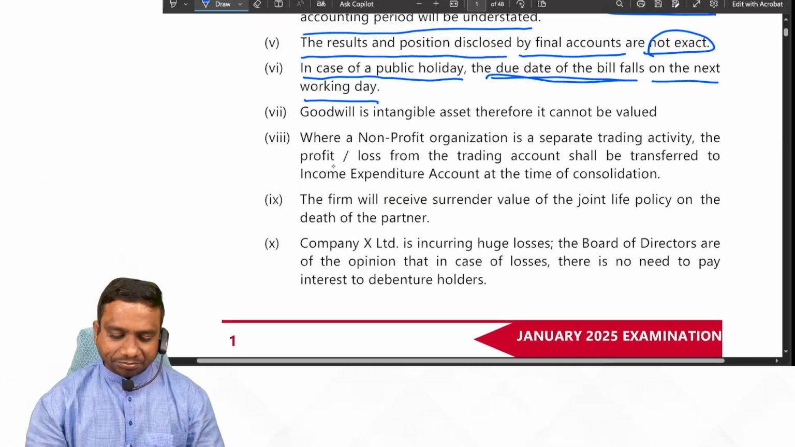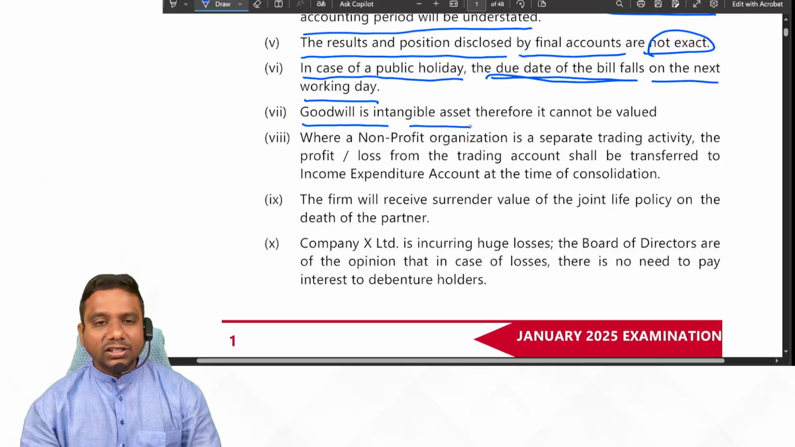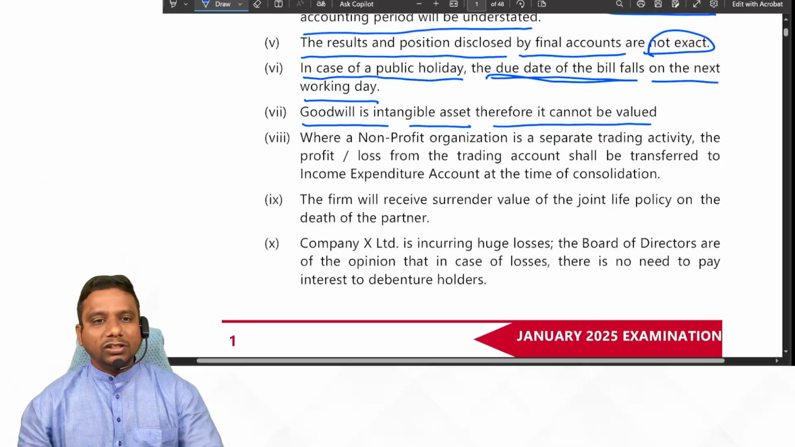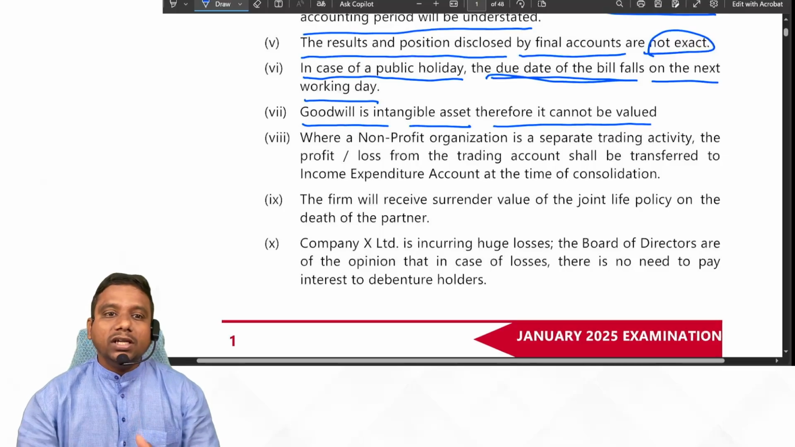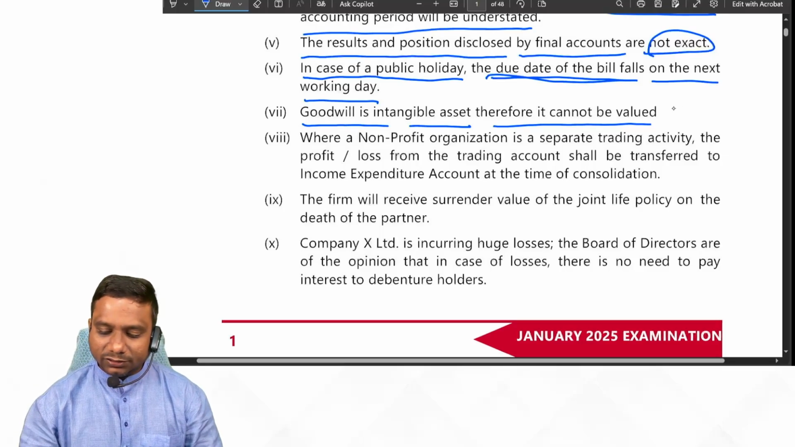Next one. Goodwill is an intangible asset. Yes. Therefore, it cannot be valued. No. Even though goodwill is an intangible asset, it can be valued. So the given statement is false.